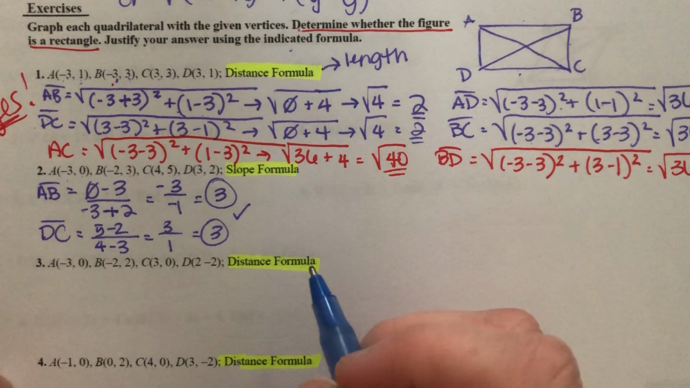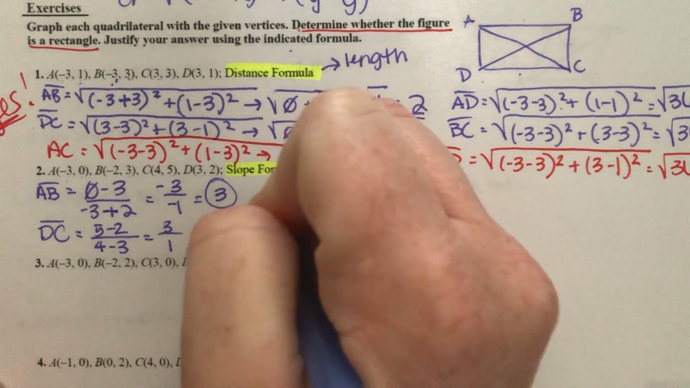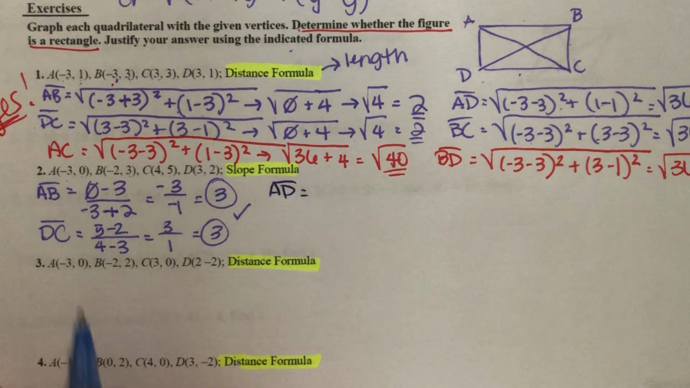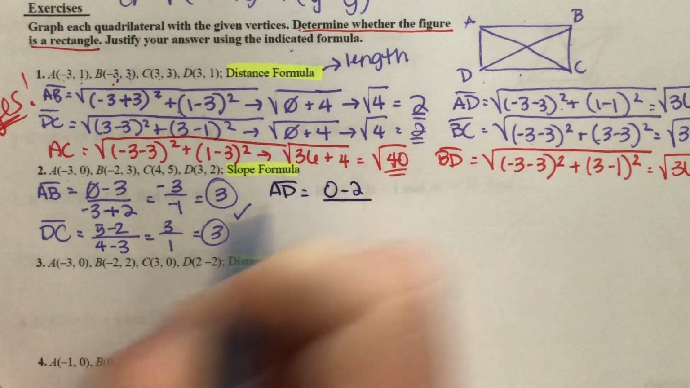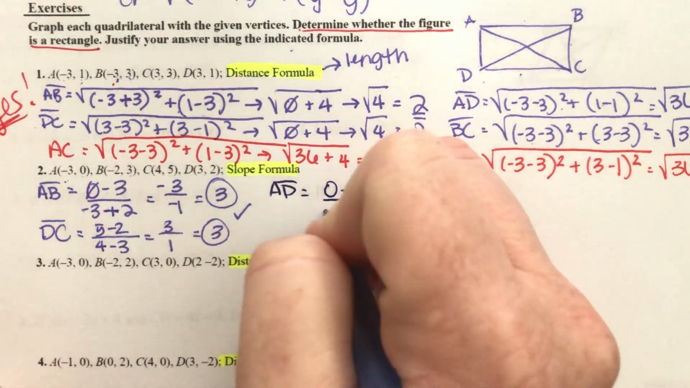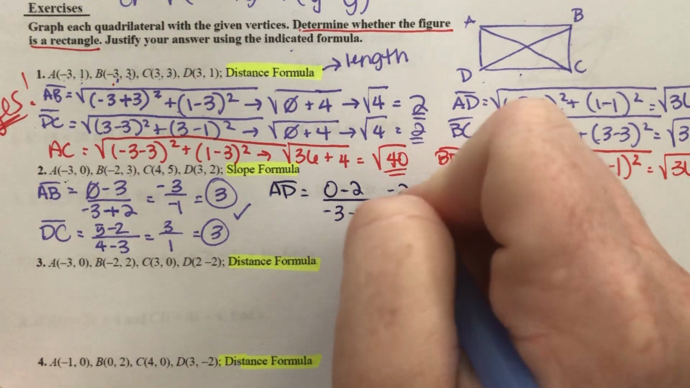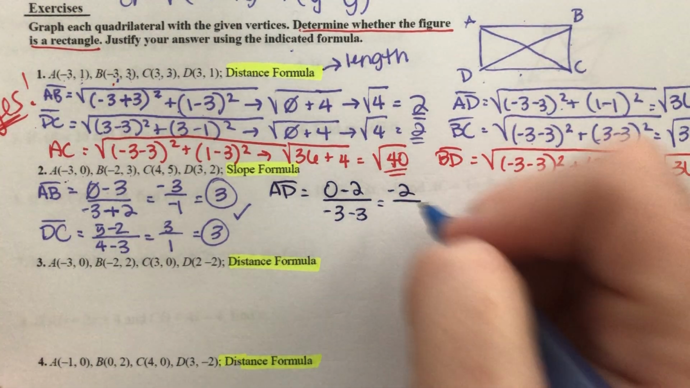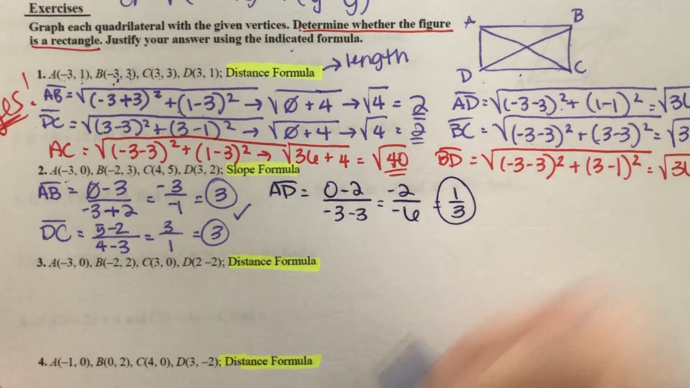I'll do it in blue. That's AD and BC. So find the slope of AD. 0 minus 2 over negative 3 minus 3. And 0 minus 2 is negative 2. Negative 3 minus 3 is negative 6. And that simplifies to positive 1/3.